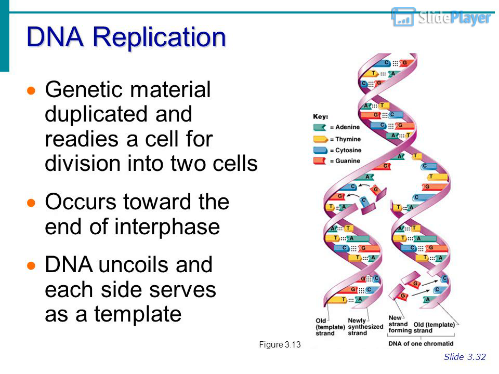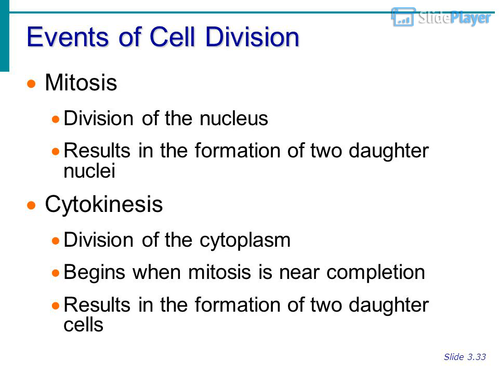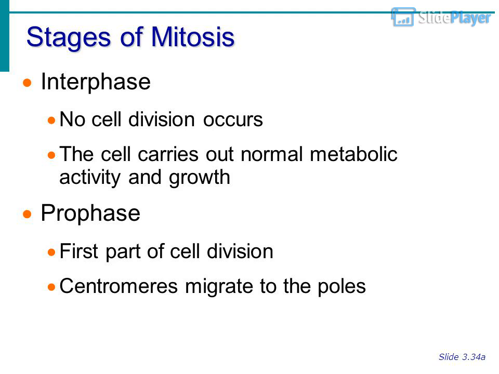Figure 3.13. Slide 3.32. Events of cell division. Mitosis. Division of the nucleus. Results in the formation of two daughter nuclei. Cytokinesis. Division of the cytoplasm. Begins when mitosis is near completion. Results in the formation of two daughter cells. Slide 3.33. Stages of mitosis.